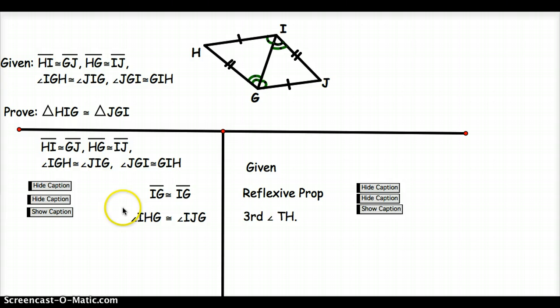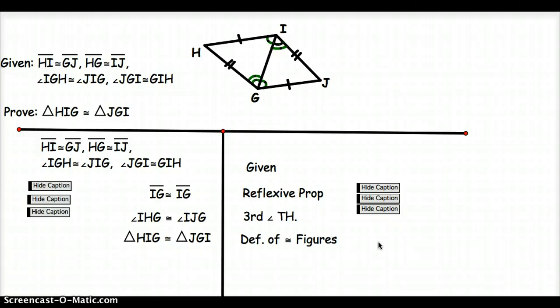So finally, now we've proven that 1, 2, 3 sides are congruent, and now we know that 1, 2, 3 angles are congruent. So that's our 6 parts. So now we know that triangle HIG is congruent to triangle JGI, and that is our definition of congruent figures. All parts are congruent. Not too bad. Okay.